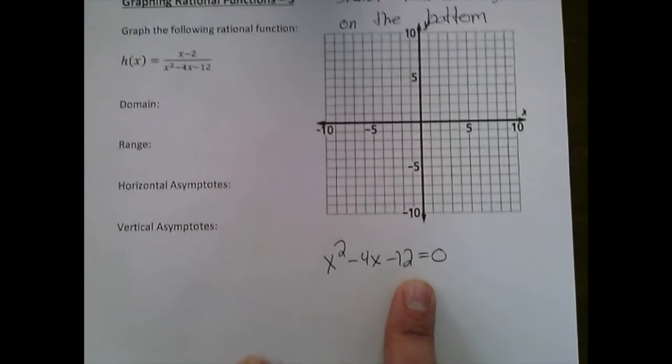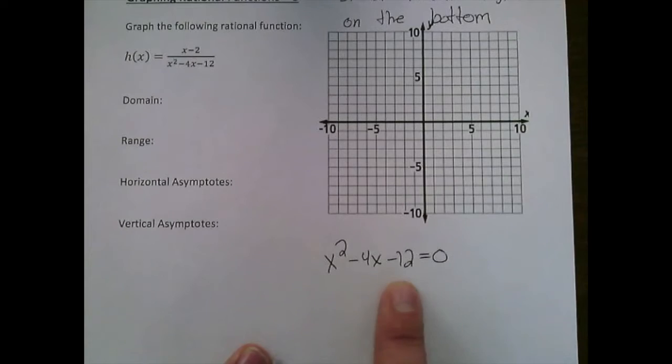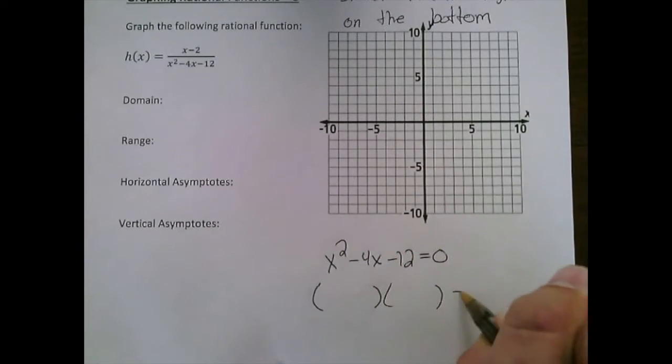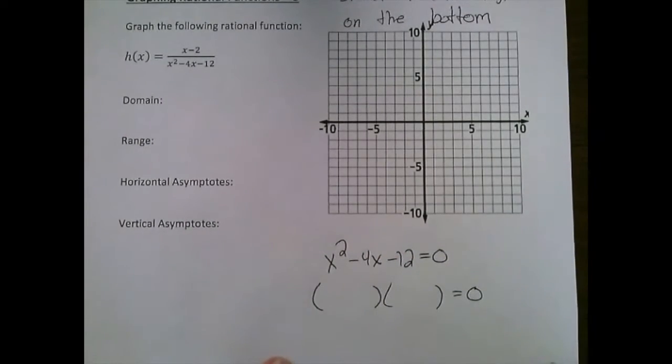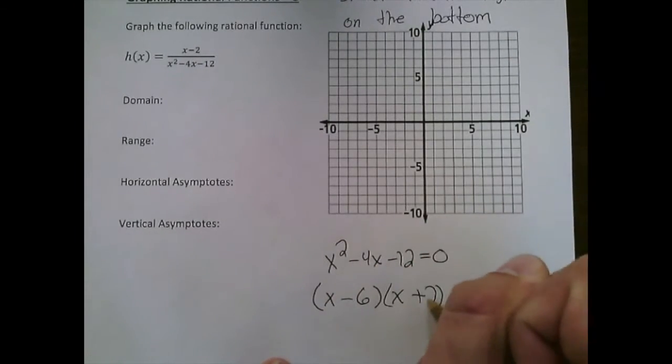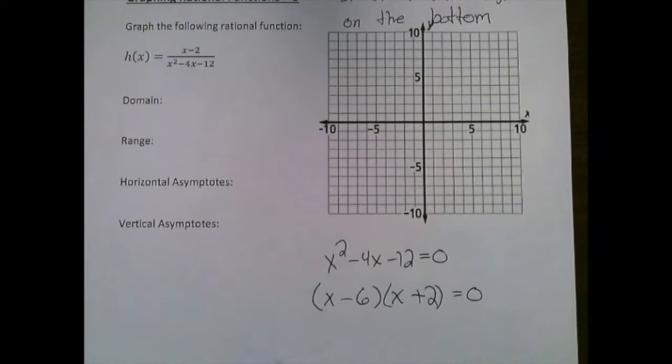I'm going to solve this by, not graphing, factoring. I'm looking for two numbers that multiply to negative 12. Those same two numbers need to add to negative 4. So two numbers that multiply to negative 12, but add to negative 4. Those numbers are going to be negative 6 and positive 2. So my factors are going to be x minus 6 and x plus 2.